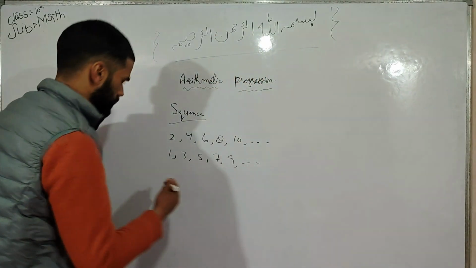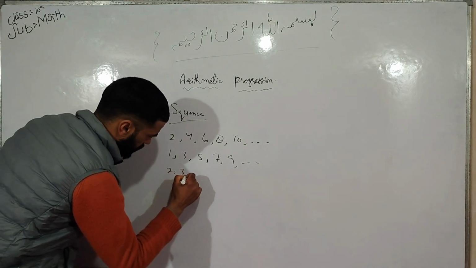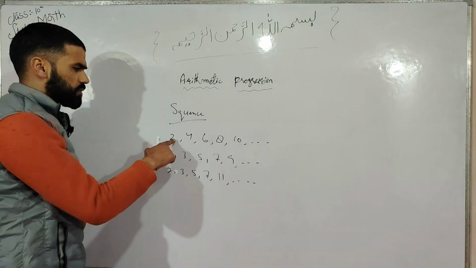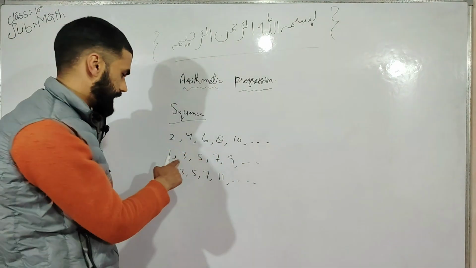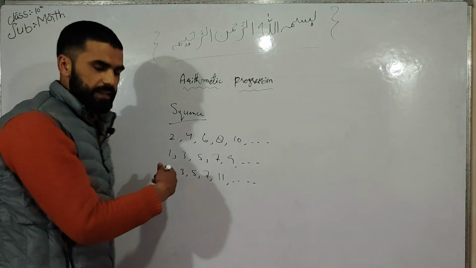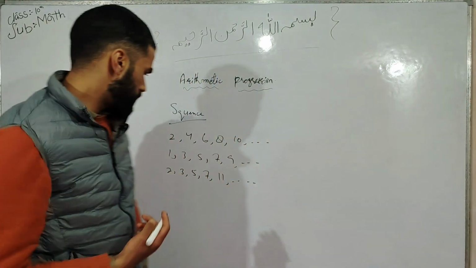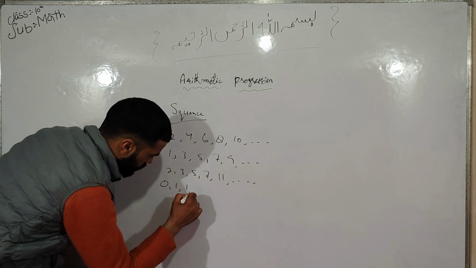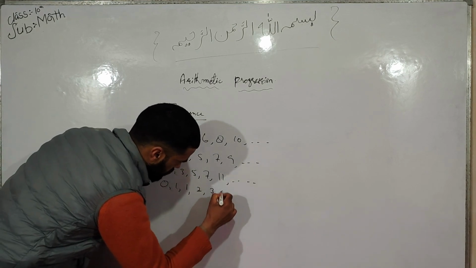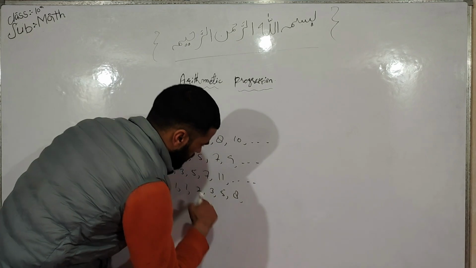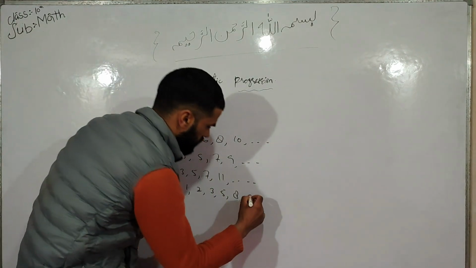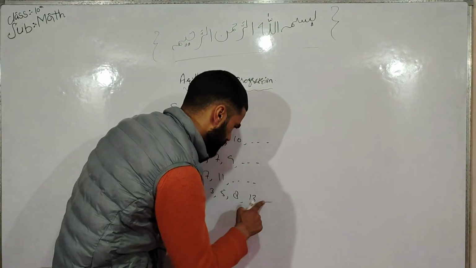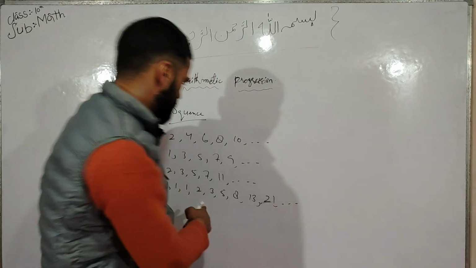And we have one more sequence, 2, 3, 5, 7, 11 and so on. This one is the sequence of even numbers, the second is the sequence of odd numbers, and this third is the sequence of prime numbers. And we have one more sequence known as the Fibonacci sequence, and that is 0, 1, 1, 2, 3, 5, 8, 13, 21 and so on. This is known as the Fibonacci sequence.